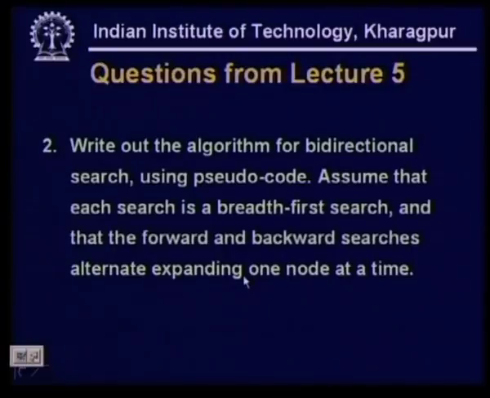The next question from lecture 5, you are required to write the algorithm for bidirectional search using pseudocode. We discussed bidirectional search in the last lecture, but you will have to provide the pseudocode for this algorithm. You assume that each search is a breadth first search and the forward and backward searches alternate and they expand one node at a time. Okay, is that clear?